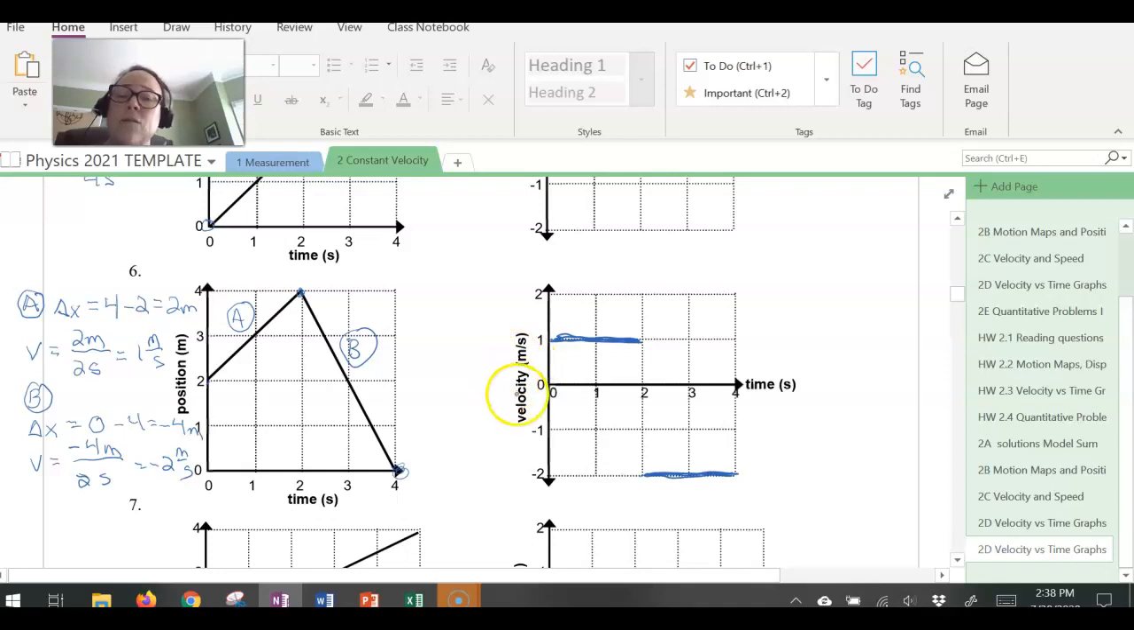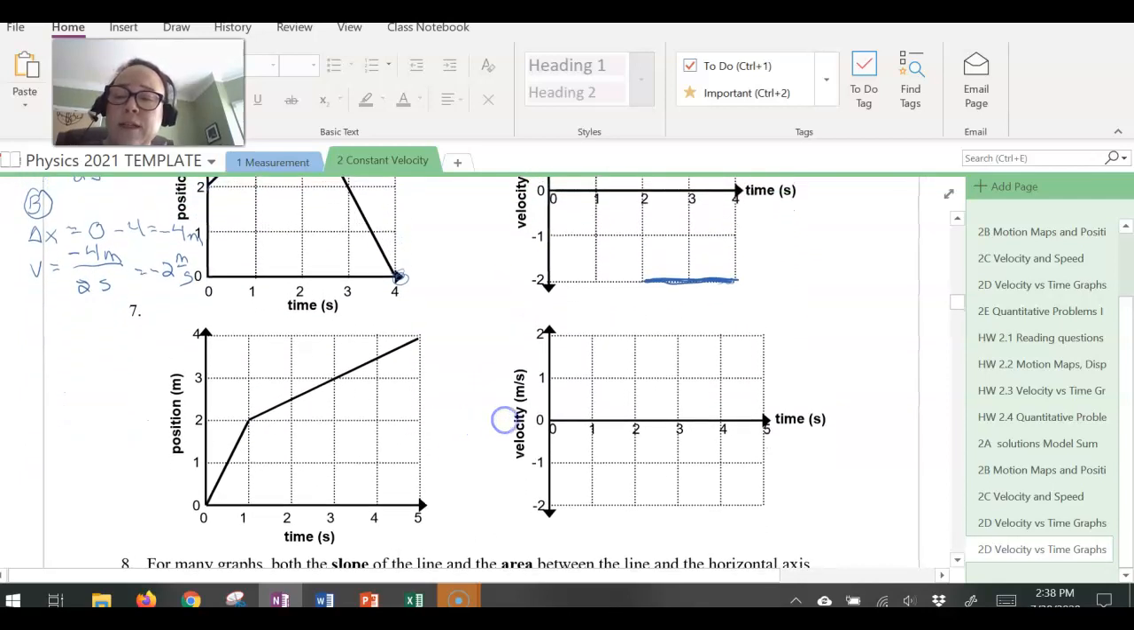So again, when you look at a velocity versus time graph, one of the things you need to really pay attention to is the sign of the velocity. When you see something at a positive velocity, for this part of the trip you know it's moving in the positive direction, but then when you see something moving at a negative value of velocity, you know it's moving in the negative direction.